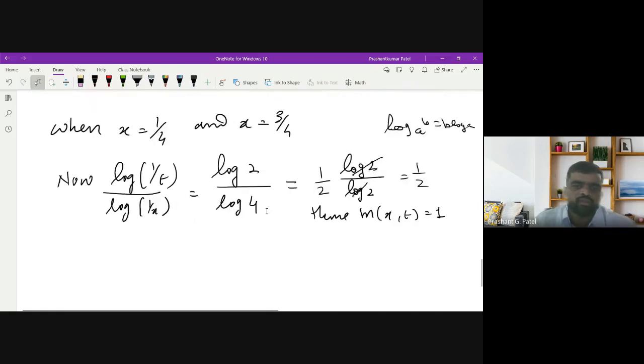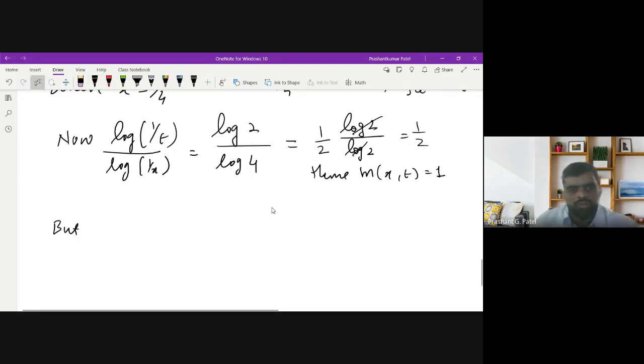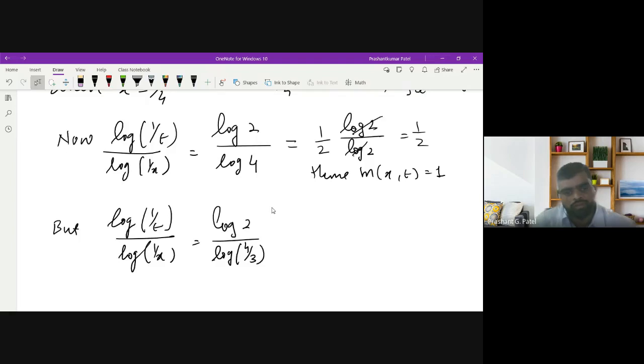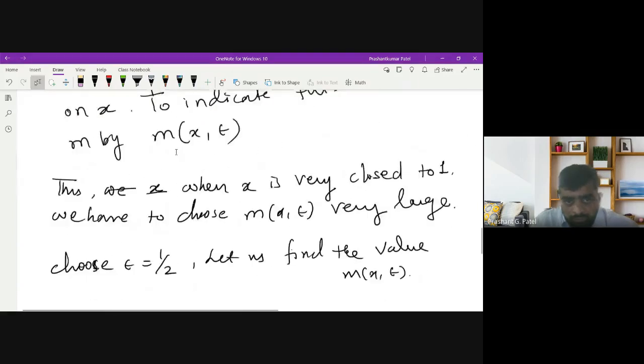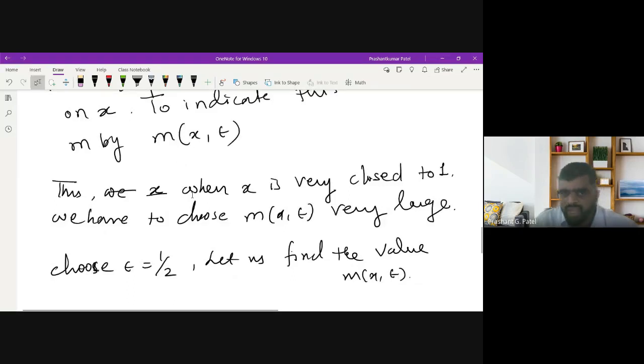And if x is 3 by 4, this value is log 2 upon log 4 by 3. If you calculate this by calculator, you get 2.409. Hence, in this case, the next nearest integer will be 3. So if you take x as 1 by 4, and if you take x as 3 by 4, then you will have a different value of m. That concludes that this m which we have taken is a function of x as well as epsilon.